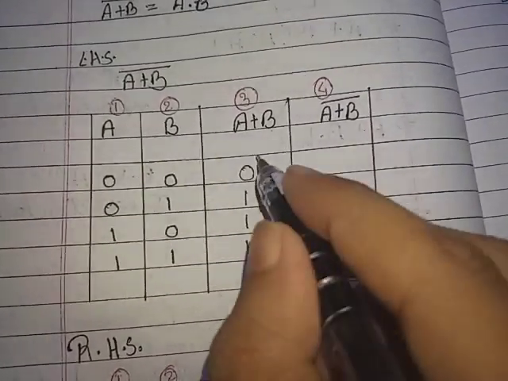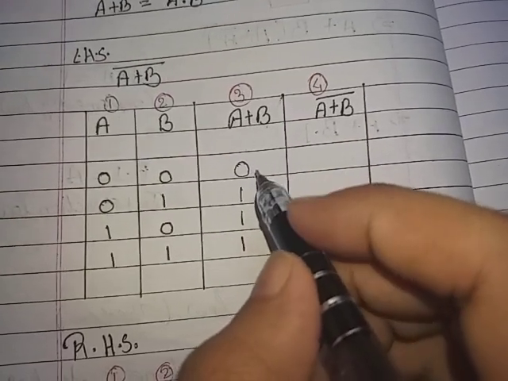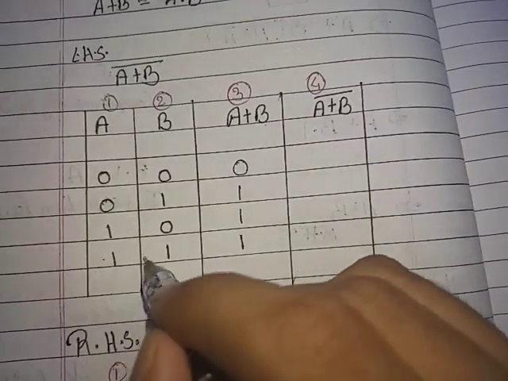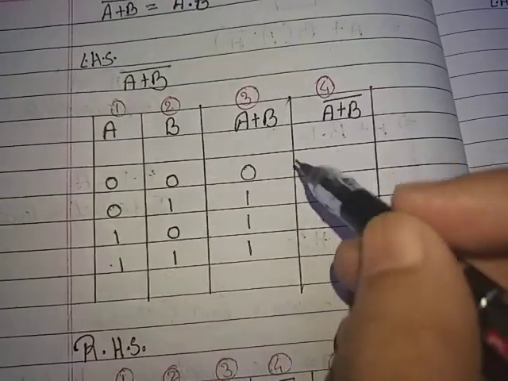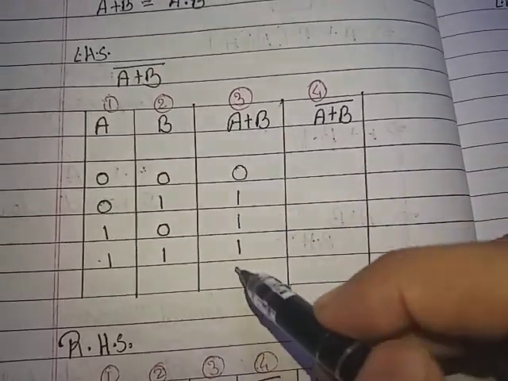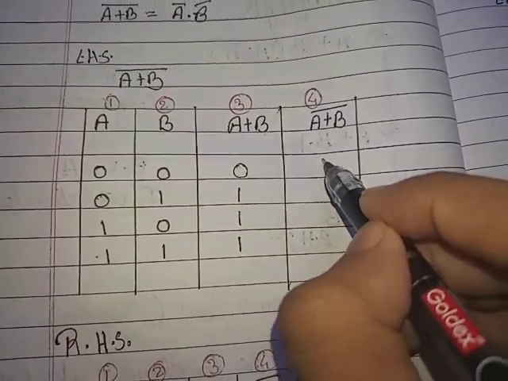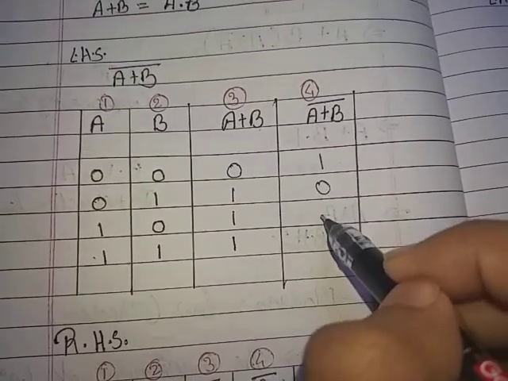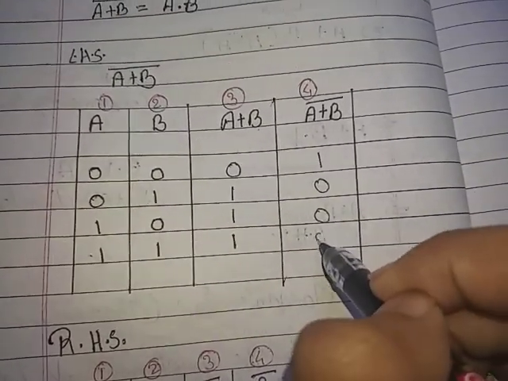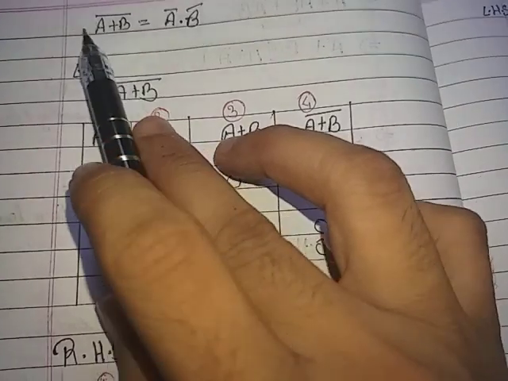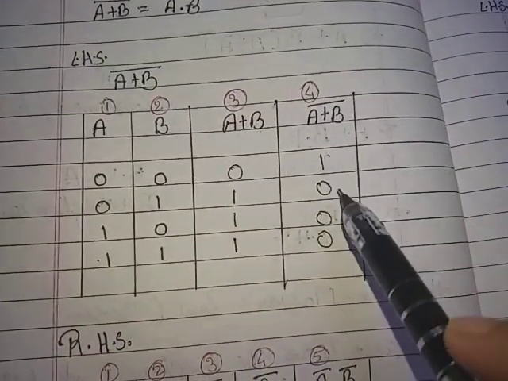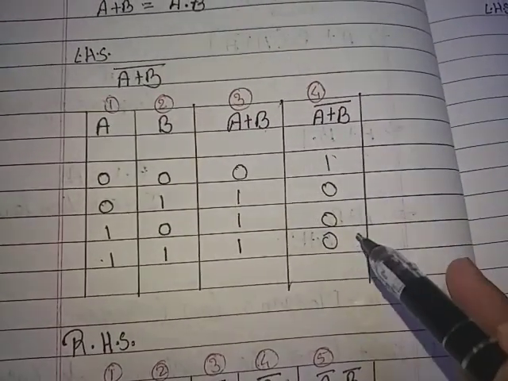This is the OR gate. This is not binary addition. This is Boolean. A plus A is equal to A. Now we have to take the complement of this. So 0 will become 1 and 1 will become 0. So on the LHS we get 1 0 0 0.